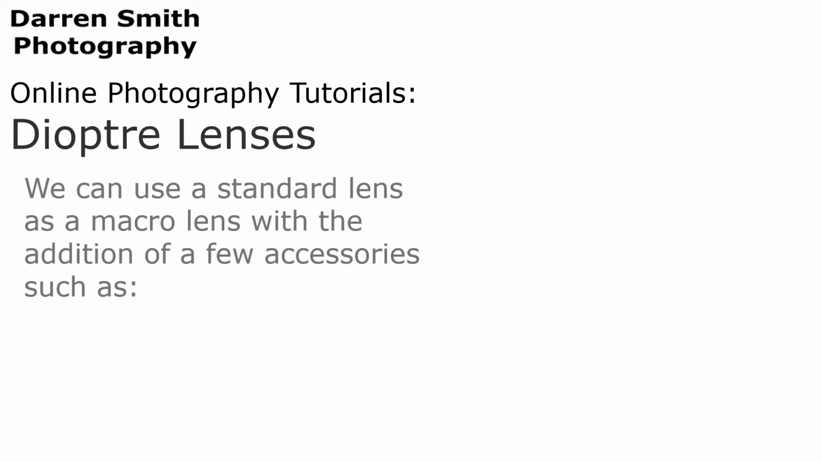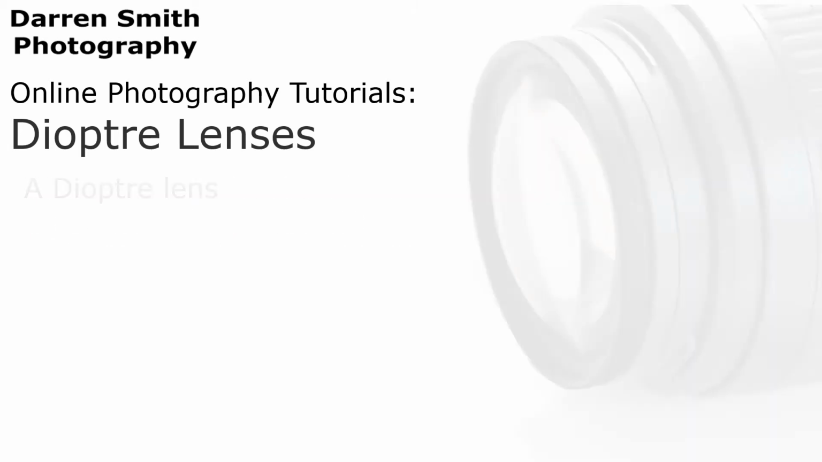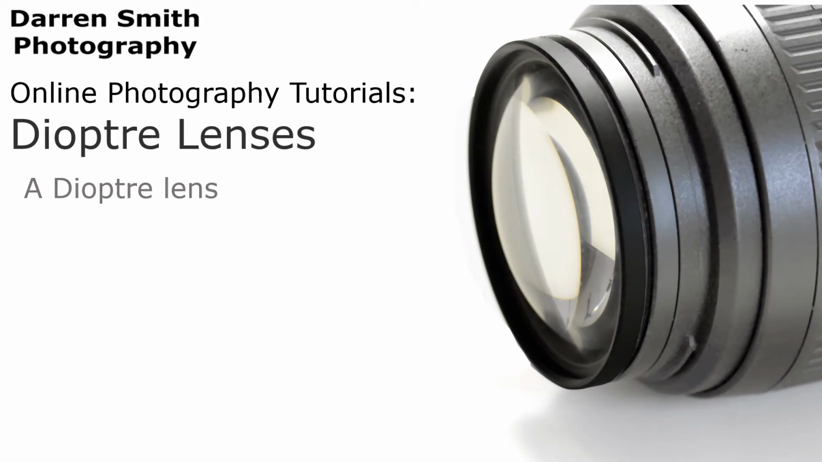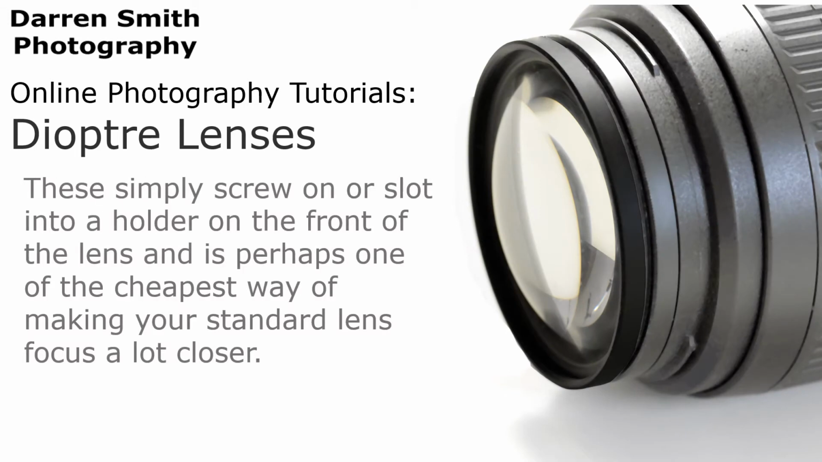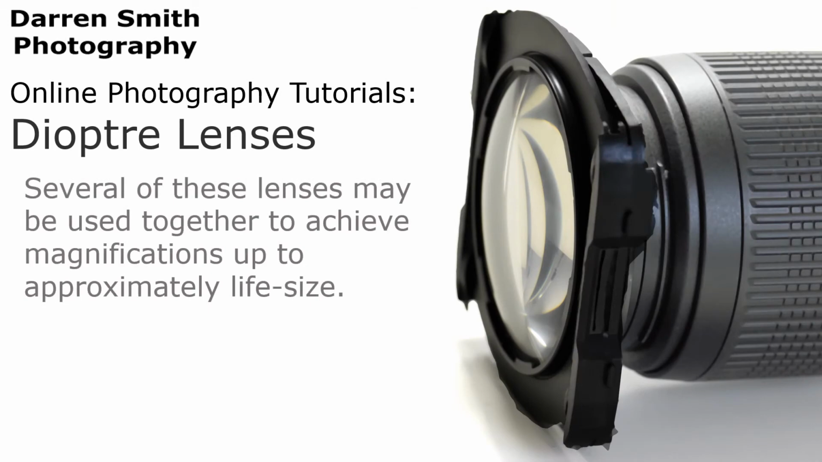We can use a standard lens as a macro lens with the addition of a few accessories, such as a diopter lens. These simply screw on or slot into a holder on the front of the lens, and it's perhaps one of the cheapest ways of making your standard lens focus a lot closer. Several of these lenses may be used together to achieve magnifications up to approximately life size.